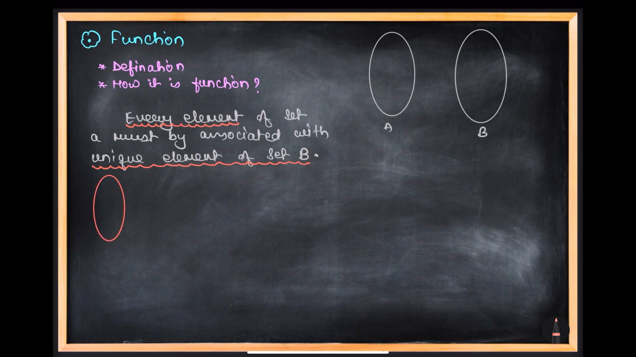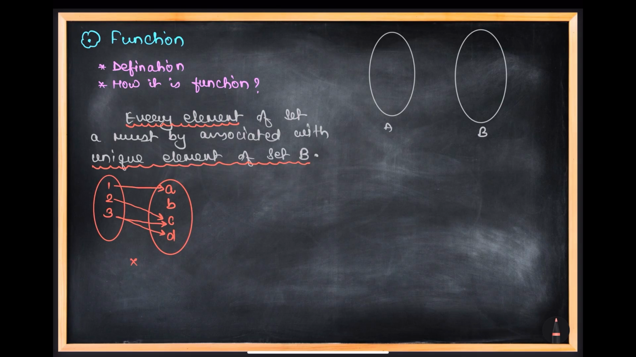Suppose that in set A we have three elements, and in set B we have A, B, C, D. Now look at this. I am connecting 1 with A, 2 with C, 3 with C, and 3 with D. Do you think it is a function? No. Why? Person 1 has one friend, A. Person 2 has one friend, C. But person 3 has two friends, C and D, which is not allowed. Every element of set A must be associated with a unique element in set B. So 3 cannot have multiple friends, and this is not a function.